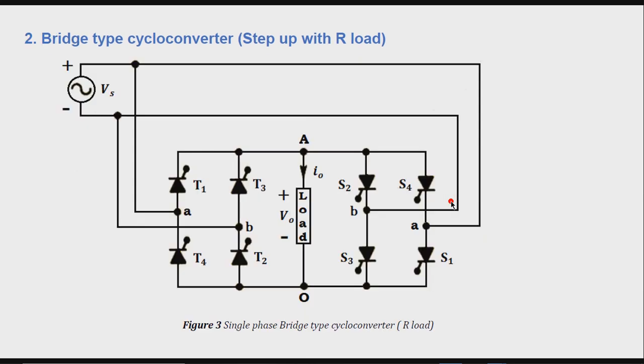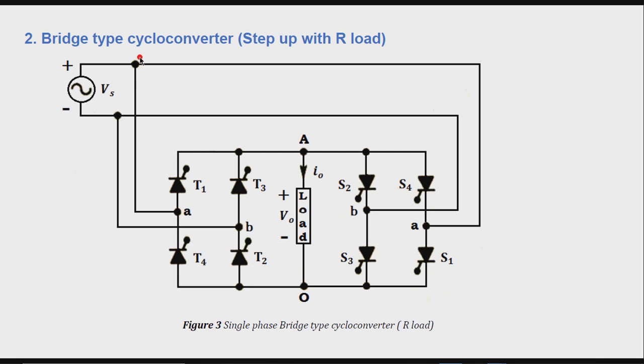The second topic is the bridge type cycloconverter with resistive load. This is also a step up cycloconverter. It consists of a total of 8 thyristors: T1 to T4, 4 from the positive group, and thyristors S1 to S4, 4 from the negative group. Let us assume this terminal is A and this is B.